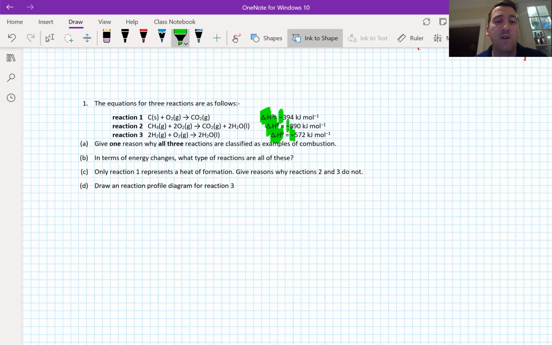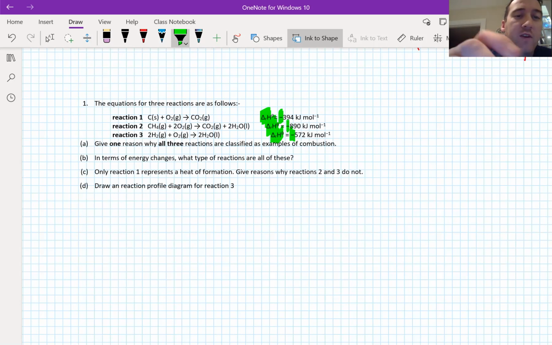Part C, only reaction 1 represents a heat of formation. Give reasons why 2 and 3 do not. Okay, so pause the video now and write that down. Okay. Number 3, I'm guessing you would have definitely got. So I'm going to do number 3 first. Why is number 3 not a heat of formation?